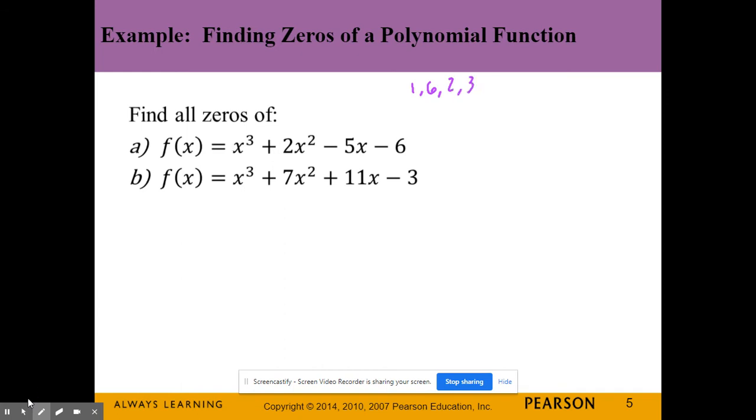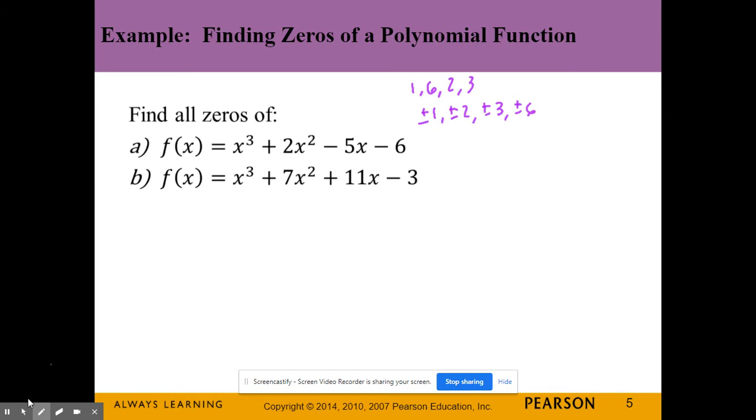Factors of 1 are just 1. So all of these divided by 1 is just going to be all of those, right? So possible rational roots in order are plus or minus 1, 2, 3, and 6. And keep in mind, this is not just asking what are the possible rational zeros, it's saying find all the zeros. So now we at least have it narrowed down to what are the possible rational ones.